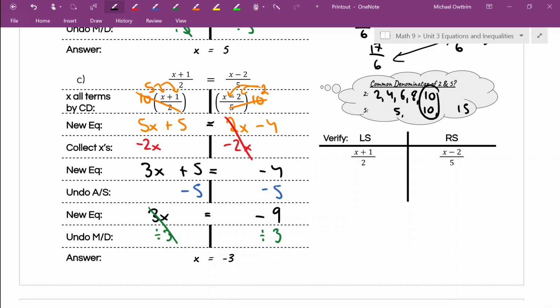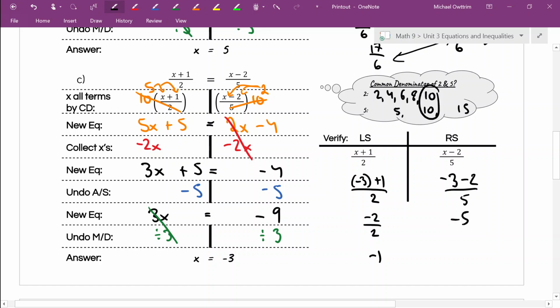We substitute that in to check. We'll go ahead and say that we have negative 3 plus 1 over 2. Negative 3 plus 1 is negative 2 over 2, and negative 2 over 2 is negative 1. On the other side, we'll have negative 3 minus 2 over 5. Negative 3 minus 2 is negative 5, and negative 5 divided by 5 is negative 1. Again, left side was equal to the right side, so we do know our solution is verified.